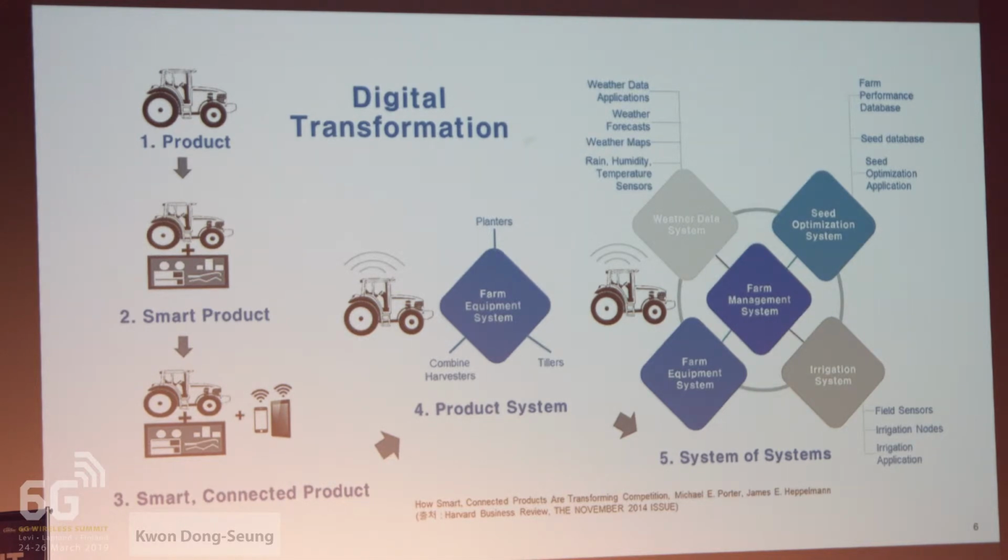Let me introduce another one, digital transformation. It is shown in the Harvard Business Review, where Michael Porter introduced this concept. As you know very well, the first is product. Second is a smart product. Third is a connected smart product. Fourth is a product system. And fifth is a system of systems, which may interact with each other without human intervention. Is it possible?